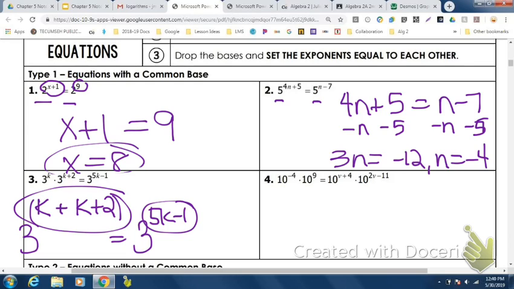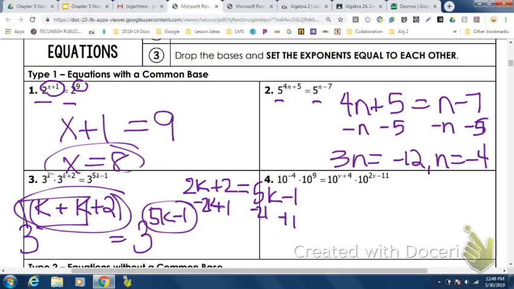Those two are equal. So 2k plus 2, I just combined my 2k's here, equals 5k minus 1. So I'm just going to add 1 to there, subtract 2k minus 2k, and I get 3 equals 3k, so k equals 1 in that case.